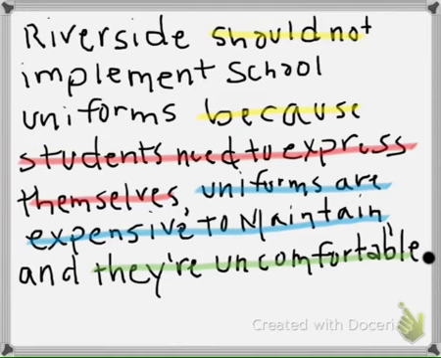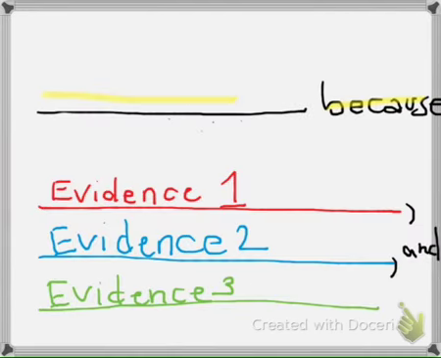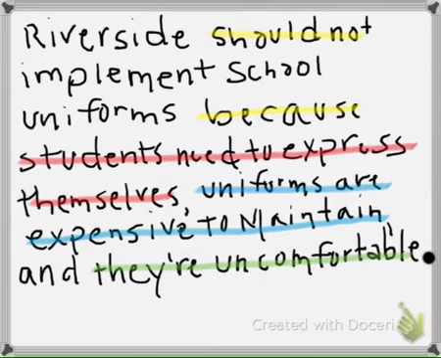Let's go back and see how the evidence works out. After I finish listing my first piece of evidence, I need to separate my next piece of evidence with a comma. Make sure that you do that. I list my next piece of evidence to back up my opinion with another comma, and don't forget to add that word "and" in there. Whenever you are listing more than 2 pieces of evidence, you have to include the word "and" to separate out that last piece of evidence. So Riverside should not implement school uniforms because students need to express themselves, uniforms are expensive to maintain, and they're uncomfortable.